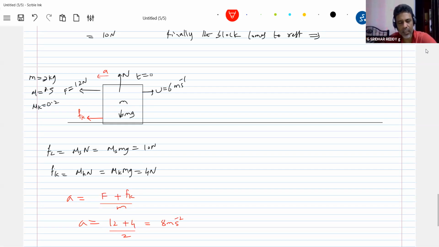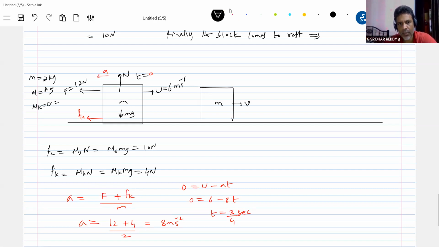Then the block will undergo retardation and it will come to rest. When will it come to rest? 0 equal to u minus 8t. 0 is u minus 6, this will be 8t. So t equal to 3 by 4 seconds. It will come to rest. So the moment it comes to rest, tell me what will happen now. So in between, what are the conditions that will arise? The block will have velocity. It will have retardation, the applied force, and this is a kinetic friction.